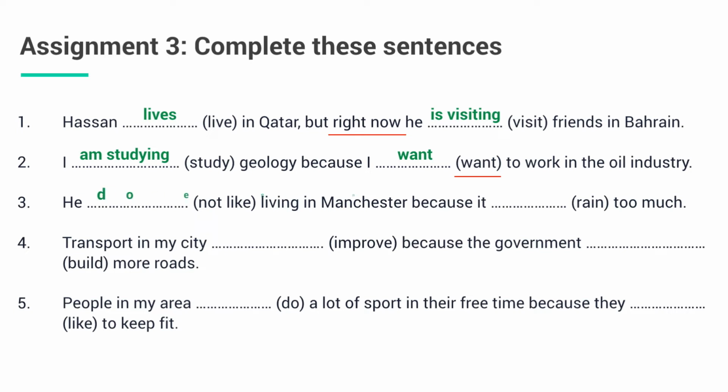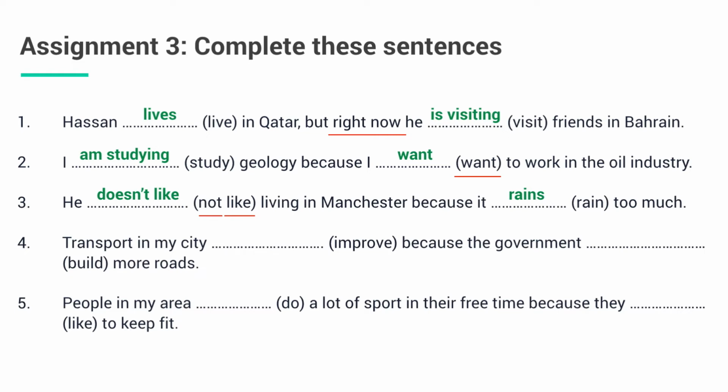Number 3. He doesn't like living in Manchester because it rains too much. Similar to the verb want, the verb like is also used to express thoughts and feelings. Thus, it must be simple present. In addition, they put the word not next to like. That means this clause should be in negative form. So, we have, he doesn't like living in Manchester. Furthermore, it rains too much in Manchester. That is the fact or the truth. Therefore, we need to use the simple present here.